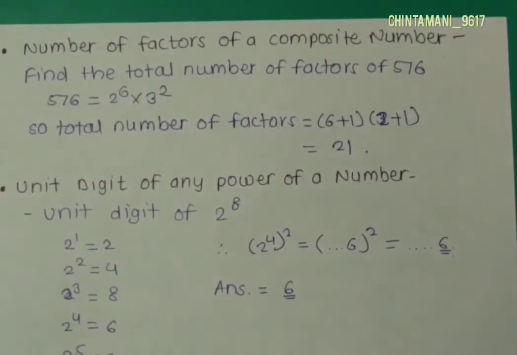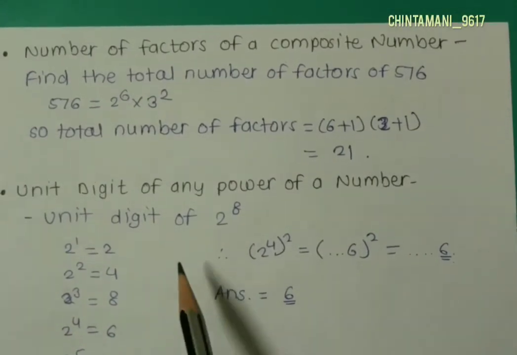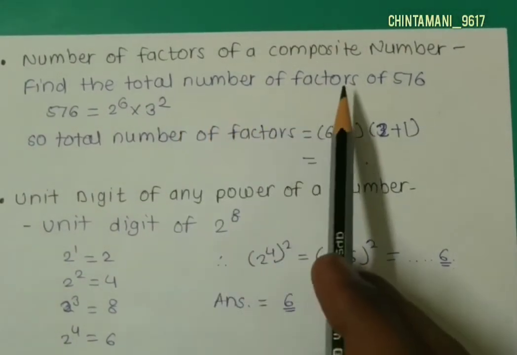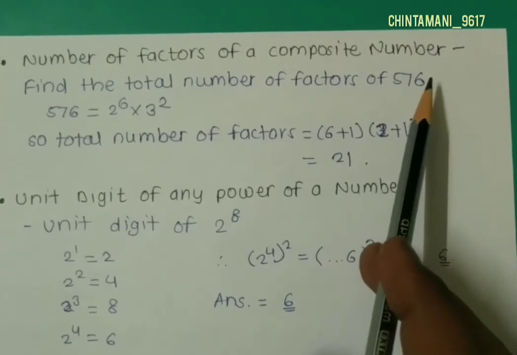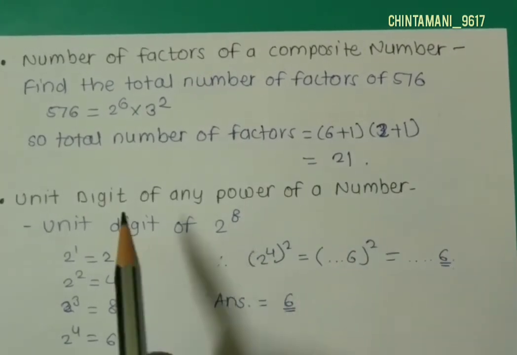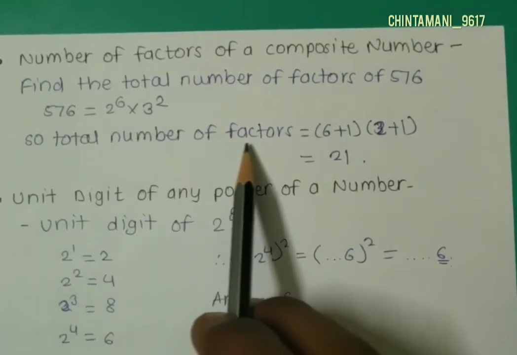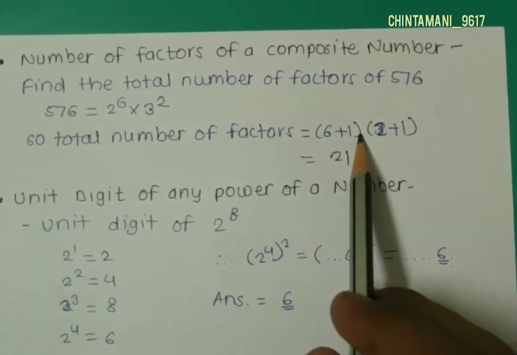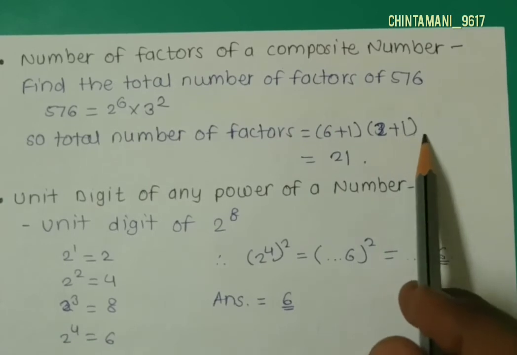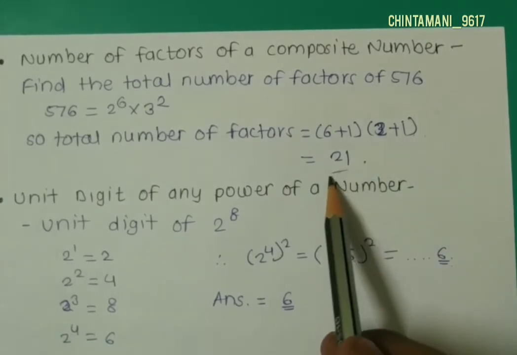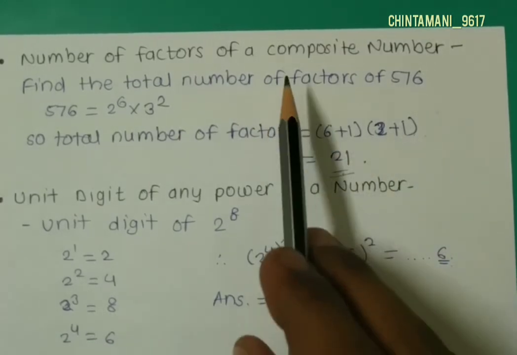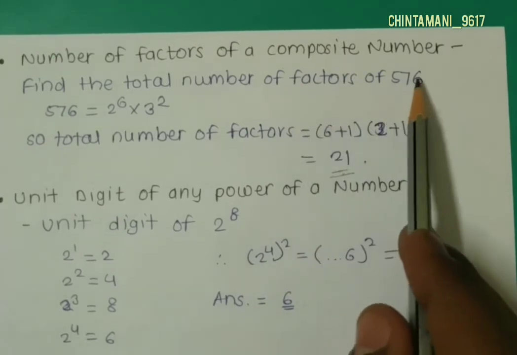Number of factors of a composite number. To find the total number of factors of 576, we can factorize it as 2 raised to 6 into 3 raised to 2. So the total number of factors will be 6 plus 1 and 2 plus 1, multiplied. How much is it? 21. So 21 is the total number of factors of 576.